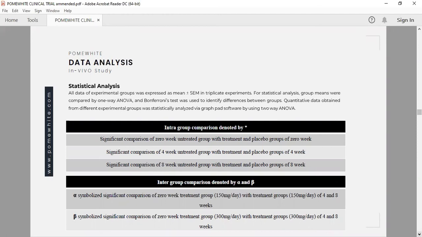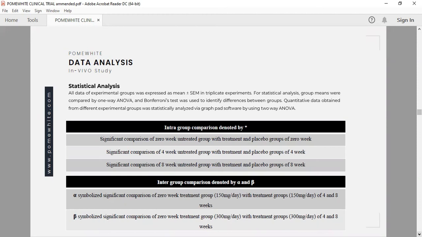For example, the static sign. This sign in every graph shows the intra-group comparison. Intra-group means that if we have a group of week zero, it compares different parameters of week zero, like normal, untreated group, group three, or group four, within the group zero. This is denoted by the static sign. And three asterisks mean a high level of significance, two asterisks mean a moderate level of significance, and one asterisk means a relatively low level of significance. Then we have intergroup comparison.